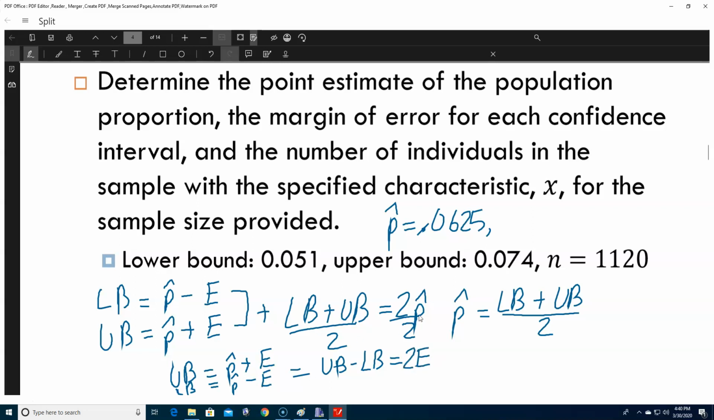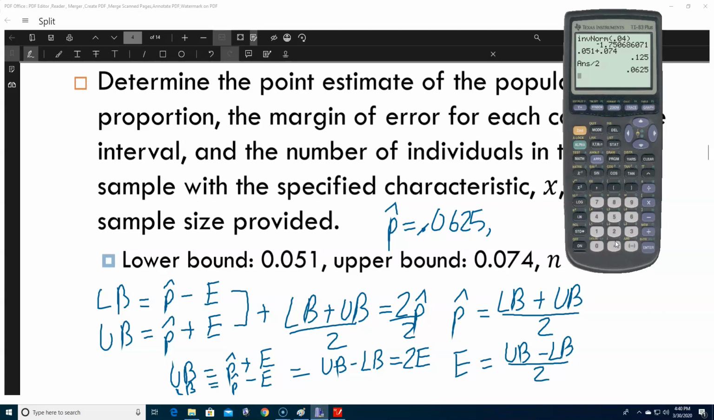And then just like for p hat, I'm going to divide both sides by 2 to get e. So e will be equal to your upper bound minus your lower bound divided by 2. You can go to the calculator: upper bound 0.074 minus 0.051. So then e is equal to 0.023.